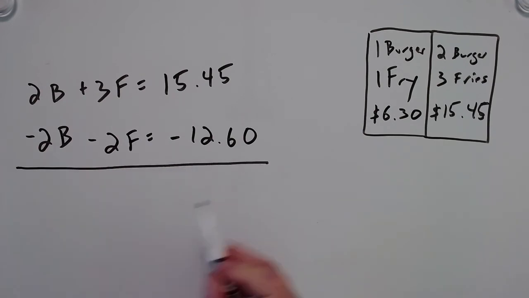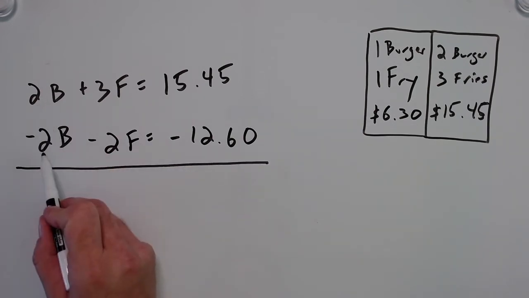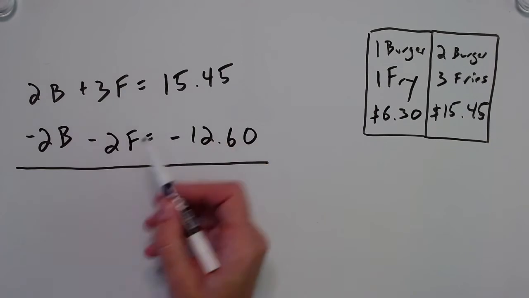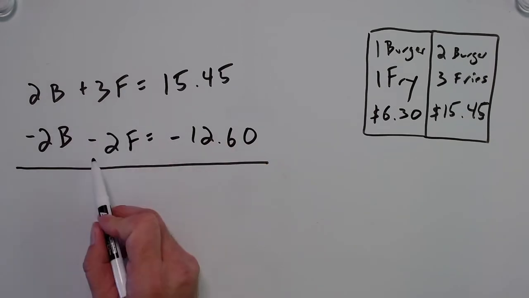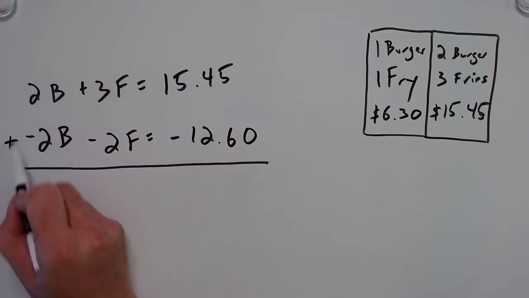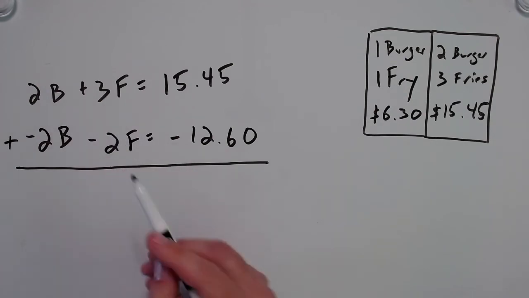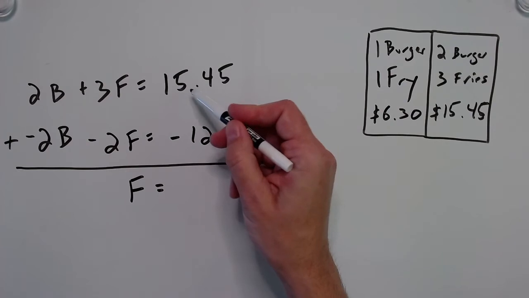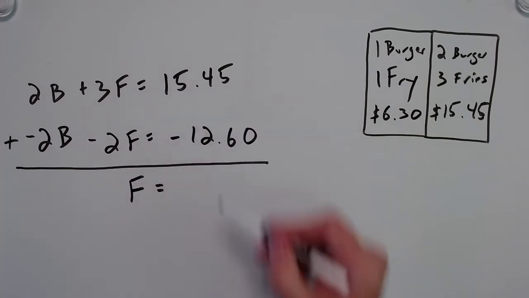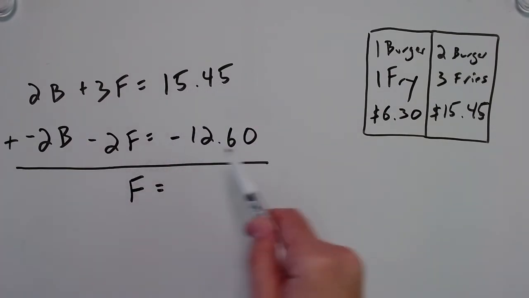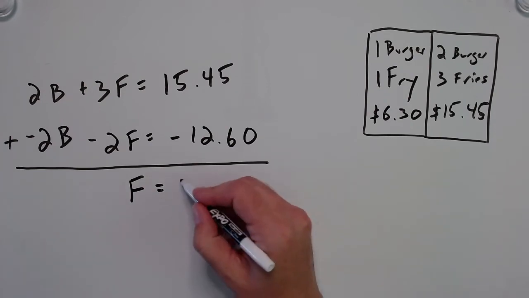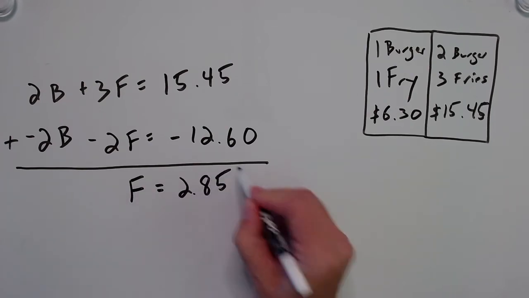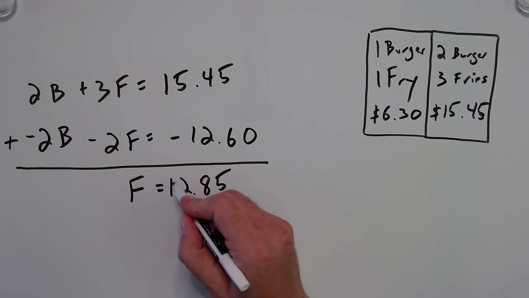We're going to add everything up. So 2b plus minus 2b, that's going to cancel out and go away. 3f minus, or adding 2f, let's put the little plus sign here. This is going to be f. So we're going to find out the price of fries right now. Equals 15 minus 12.60. Oh, really, 15.45 minus 12.60, which is 2.85. I guess it's dollars.